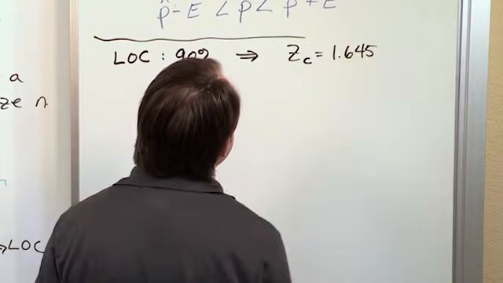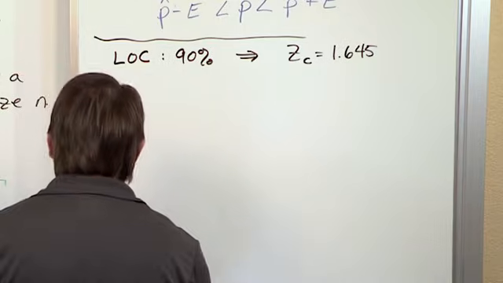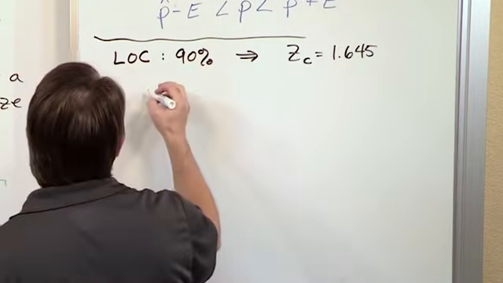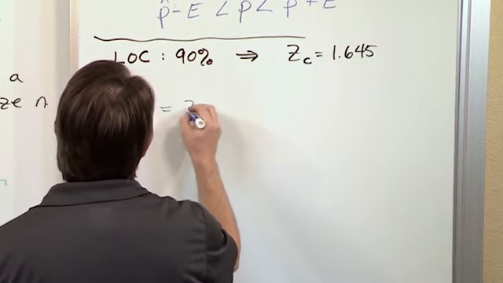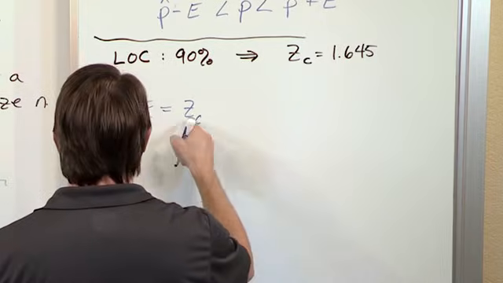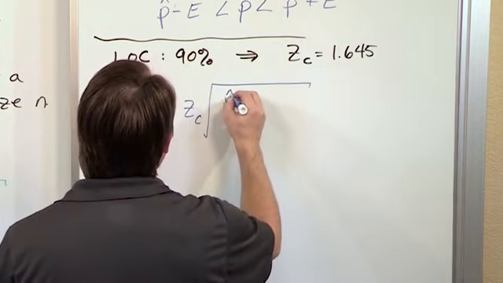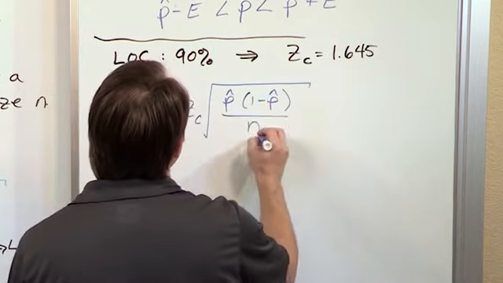1.645. Okay? All right, so we have the z sub c. And then we go and say, well, how do we create or calculate the margin of error? That's given to us right here. The margin of error for proportions, for confidence intervals of proportions, is the critical value of z times the square root of p hat times 1 minus p hat over n.